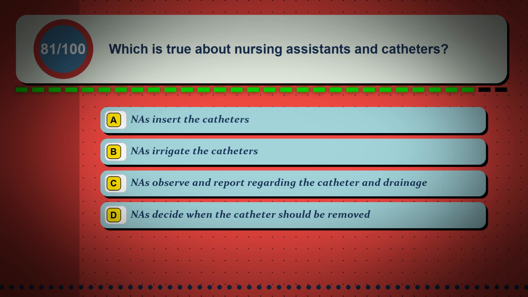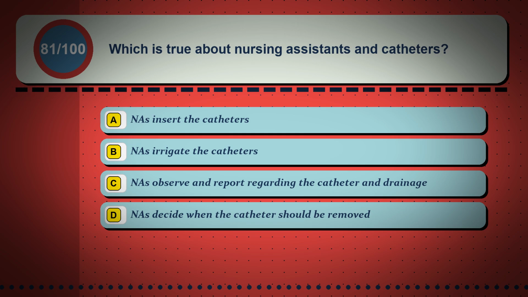Question 81. Which is true about nursing assistants and catheters? Option A. NAs insert the catheters. Option B. NAs irrigate the catheters. Option C. NAs observe and report regarding the catheter and drainage. Option D. NAs decide when the catheter should be removed.